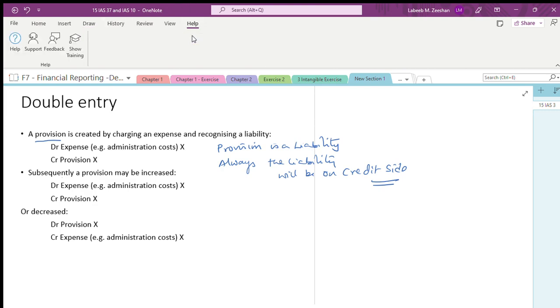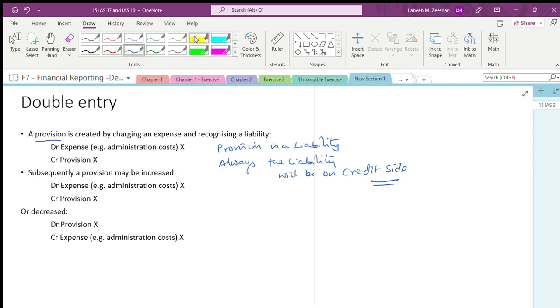First, what you have done? You have created it. Now what you are doing? You are going to increase it. If you are increasing it, it is the same entry, same debit and credit. If you decrease, it is the reversal. It is the reverse.